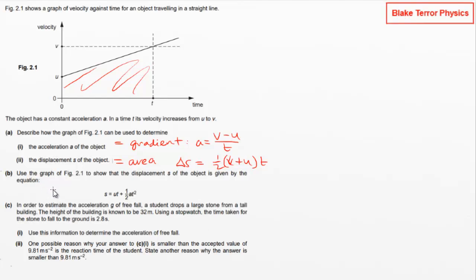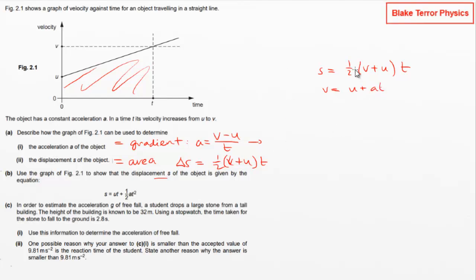Use the graph to show that the displacement s of the object is given by this particular equation. Again, they're sticking with this idea that it's displacement from where we started. I mean, unless I've missed that somewhere, I don't think they've actually said it. So we've got that s is equal to a half of v plus u multiplied by t. They've got rid of v on all of this. So this one is giving us that v equals u plus at.